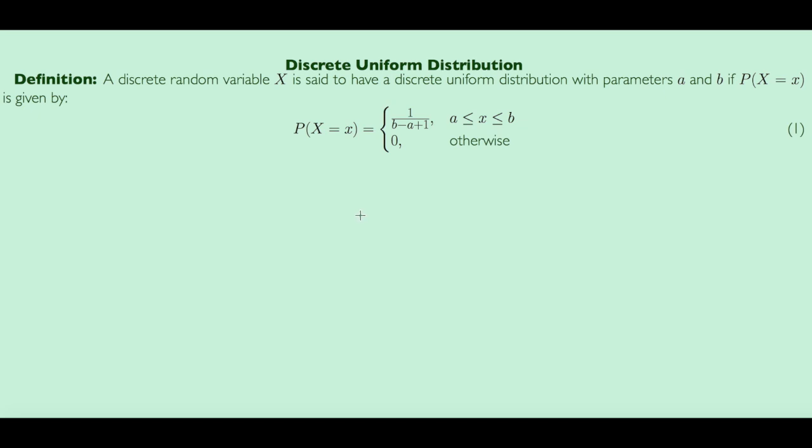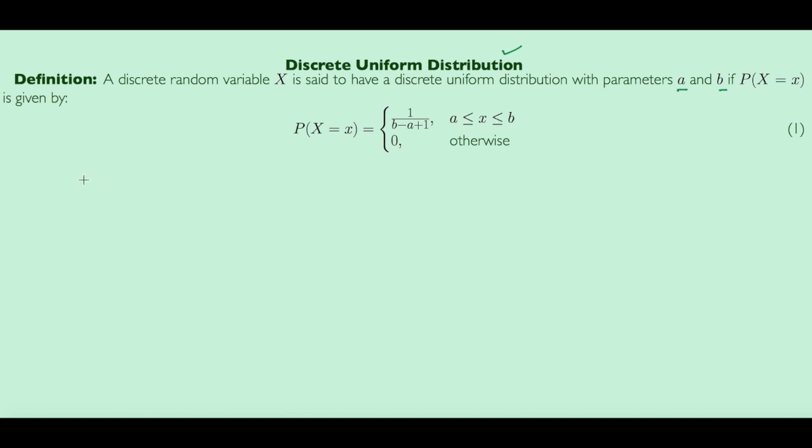Hello, so in this video we will talk about the discrete uniform distribution. So let's start with the definition. A discrete random variable x is said to have a discrete uniform distribution with parameters a and b if the probability of x is given by 1 over b minus a plus 1, for x from a to b. And there is one more condition, obviously, that b is greater than or equal to a.